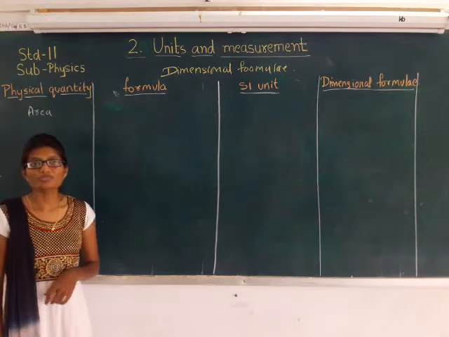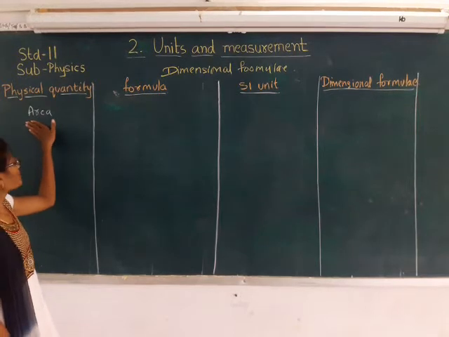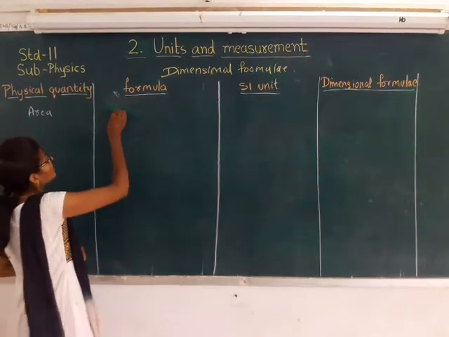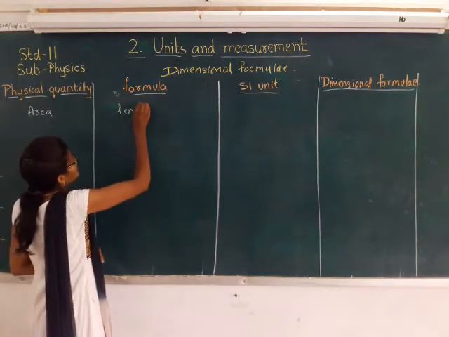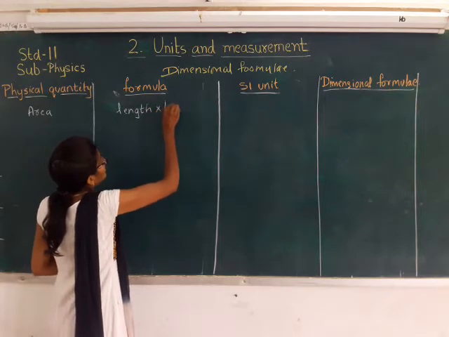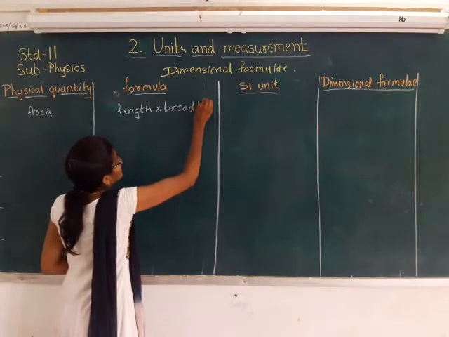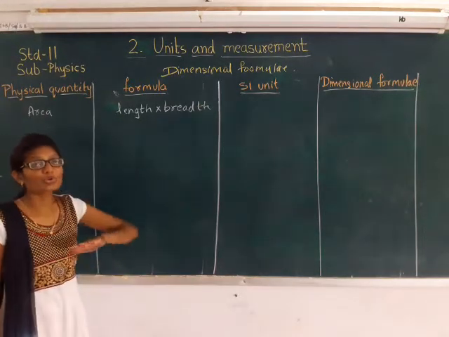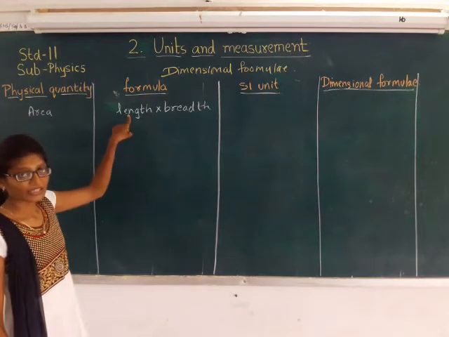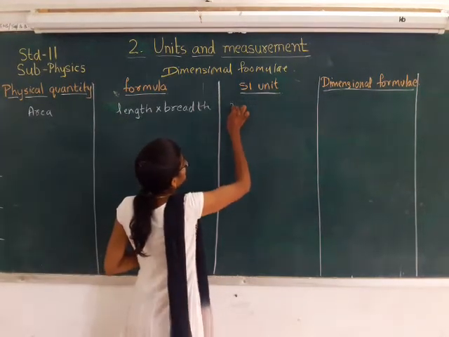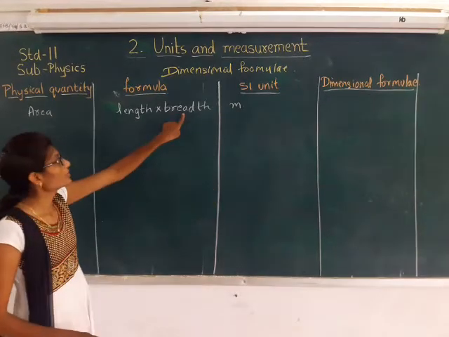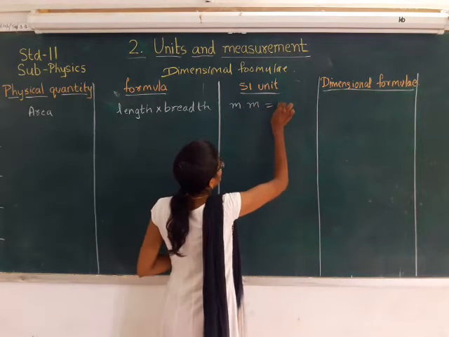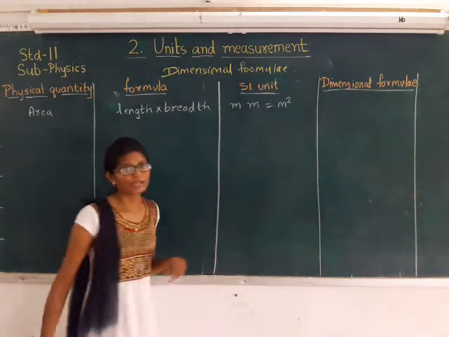Let us find the dimensional formula for area, right? For area, first of all we need to know its formula. What is the formula of area? Its formula is length into breadth, right? On the basis of the formula, we need to write the unit. So the unit of length is meter, into the unit of breadth, that is meter. So what we get over here is meter square, right?